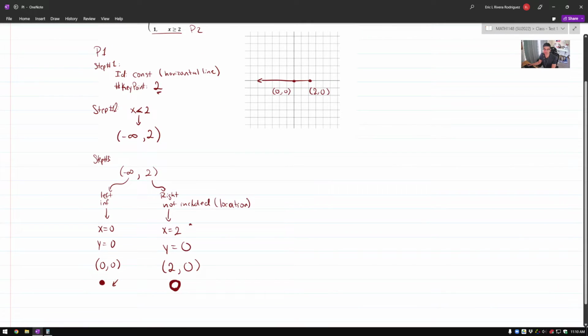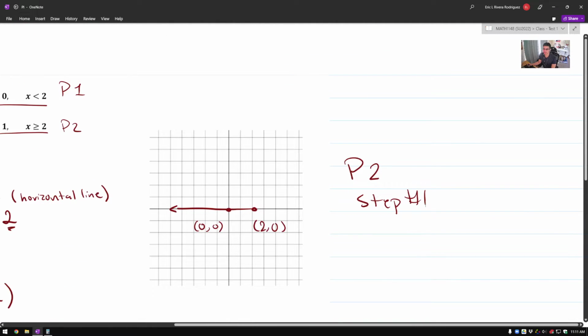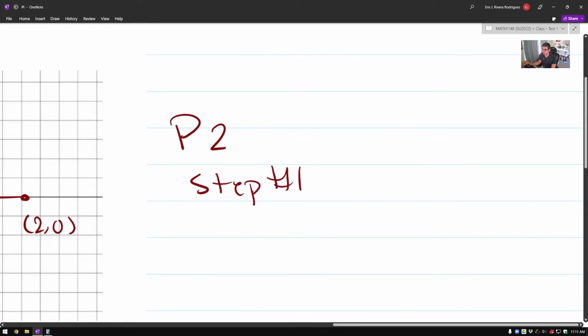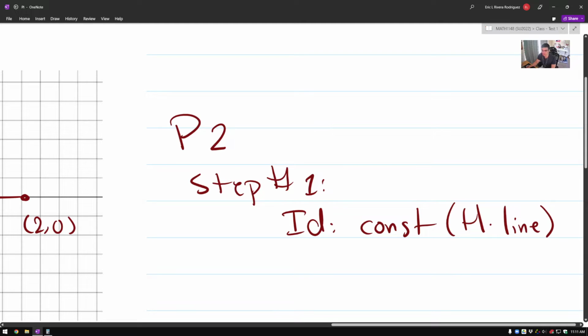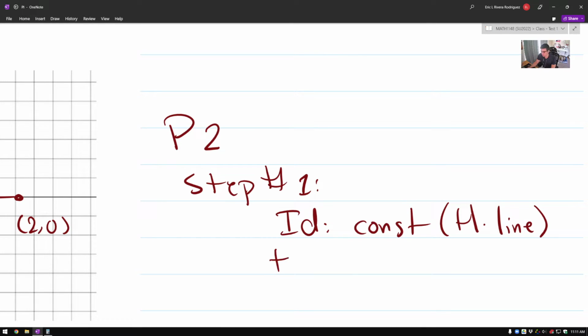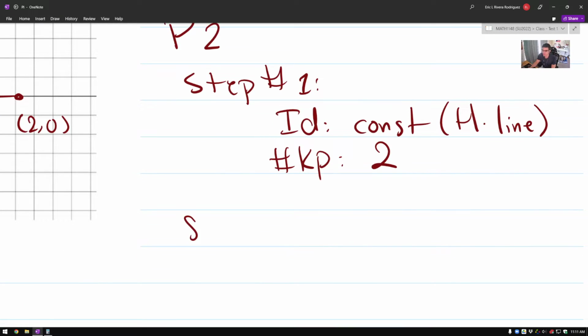Piece number 2, I'm going to repeat the same process. Step number 1. Again, it is a horizontal line because it's a constant function. So the shape is a horizontal line. How many key points do I need? 2, because it's a line.